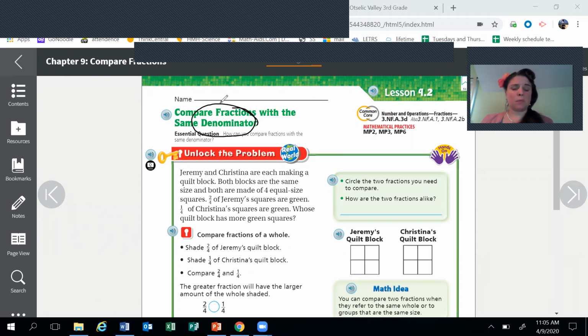So really, we're just going to be comparing how many of the same size pieces, okay? So everything is the same size, which is nice. It makes it a little bit easier for us to figure things out. So let's go ahead and read Unlock the Problem.